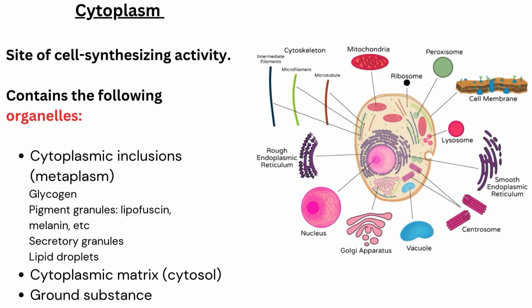For example, glycogen. Glycogen is for energy reserve. Then pigment granules like melanin. Then we have secretory granules in which there will be substances which are ready to be released. Hence, it is called secretory granules. Then there are lipid droplets. It also has cytoplasmic matrix, which is called cytosol. And lastly, it has ground substances.